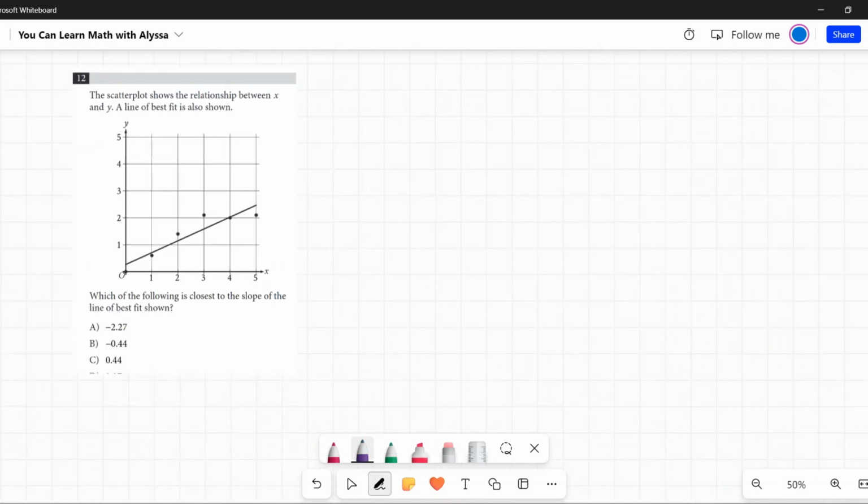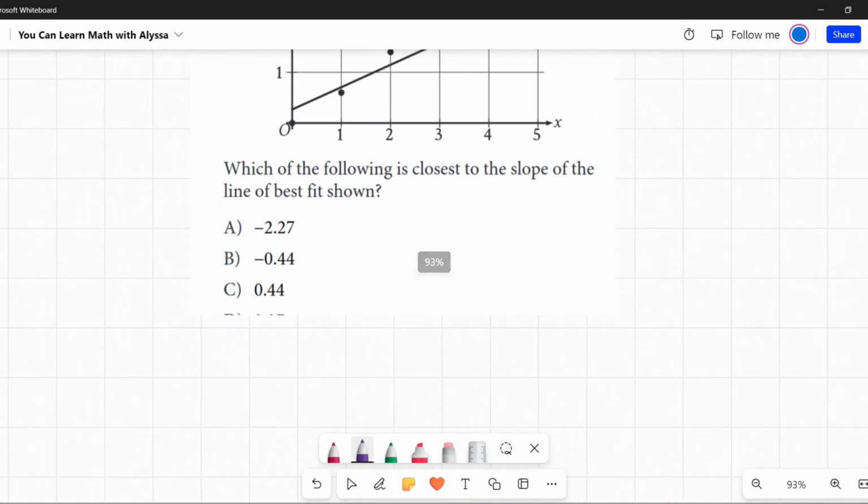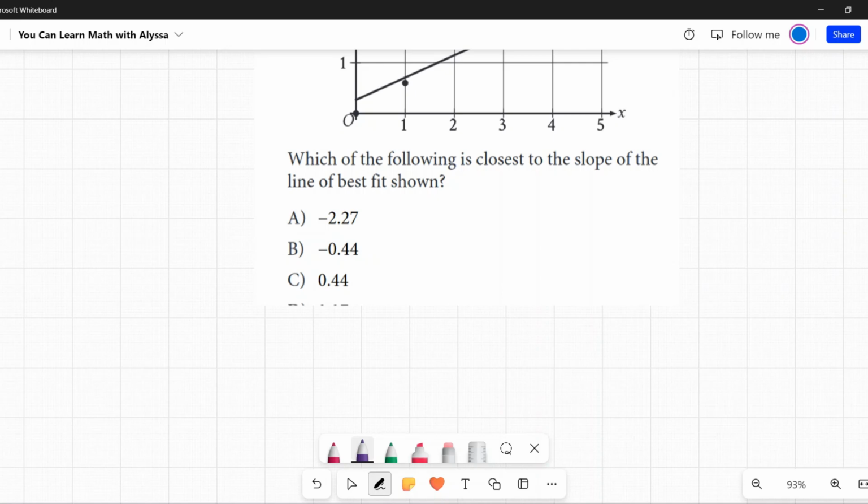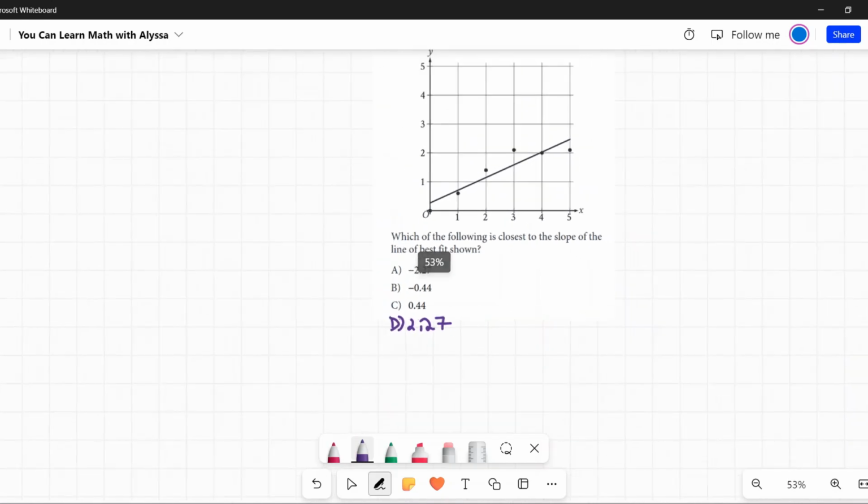Number 12, the scatter plot shows the relationship between x and y. A line of best fit is also shown. Which of the following is closest to the slope of the line of best fit shown? I realized that I cut off option D, so I'm just going to write that in there. It is 2.27. Really doesn't look that great, but hey, you know what it's supposed to be.